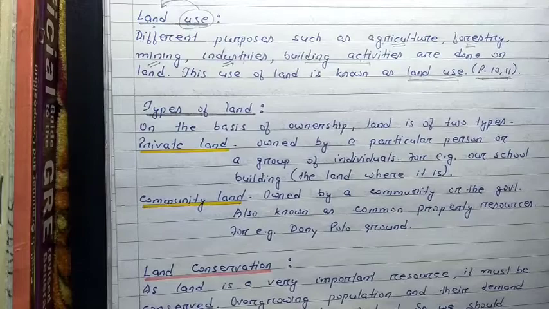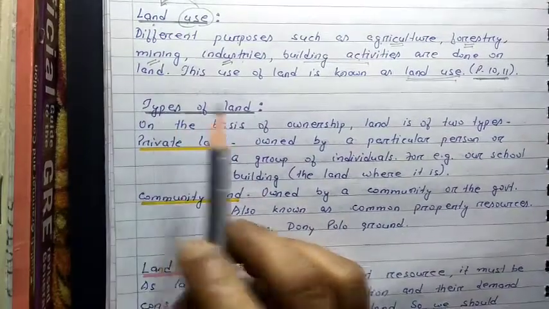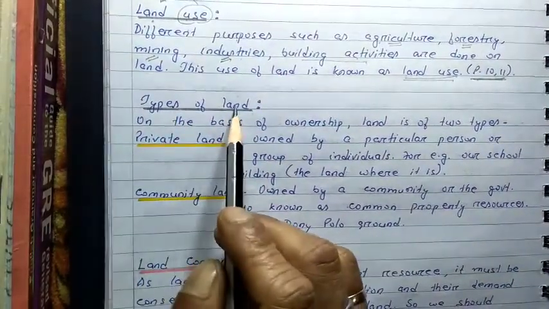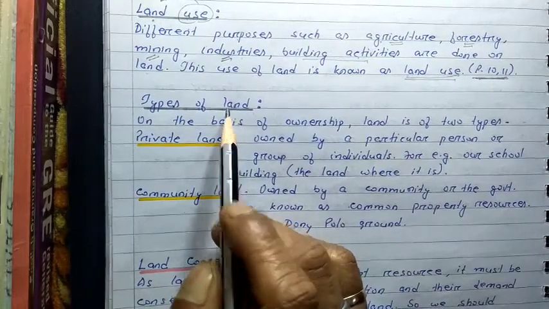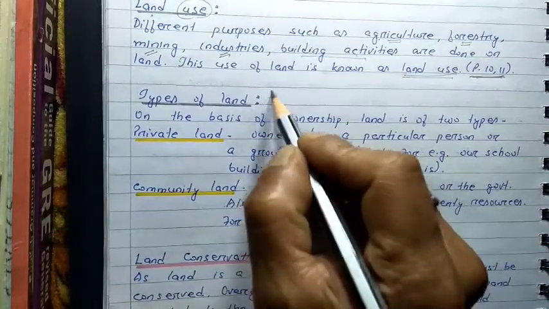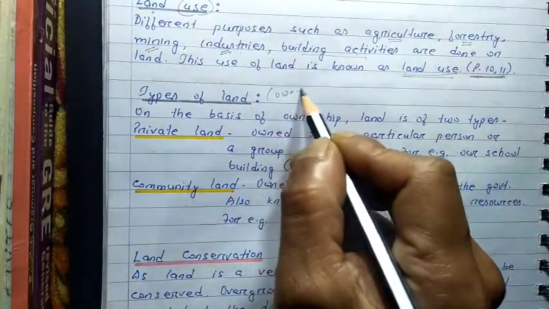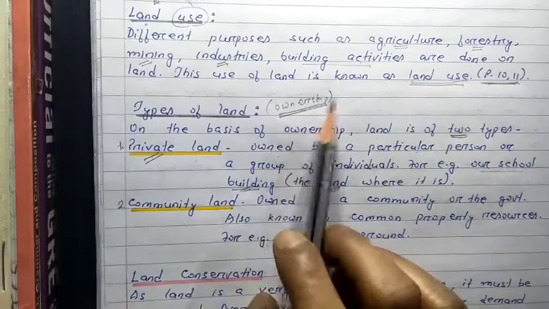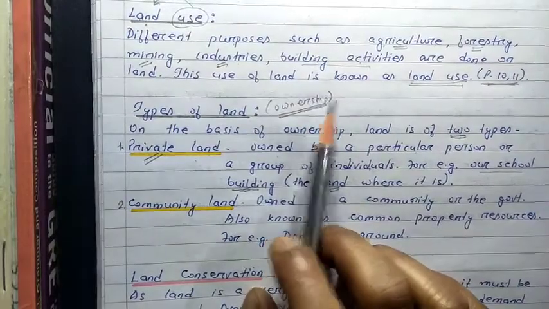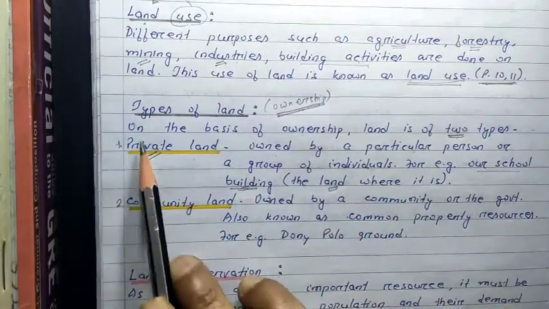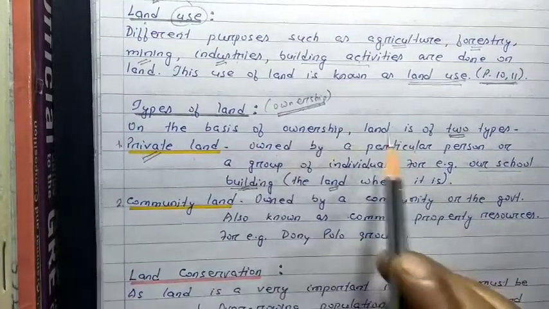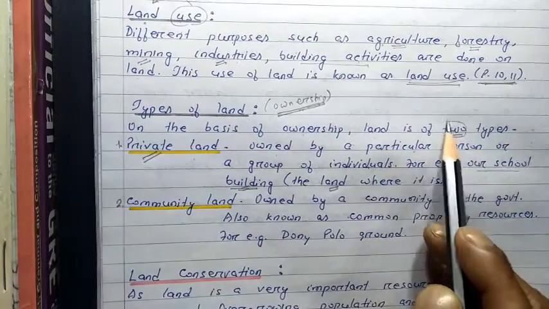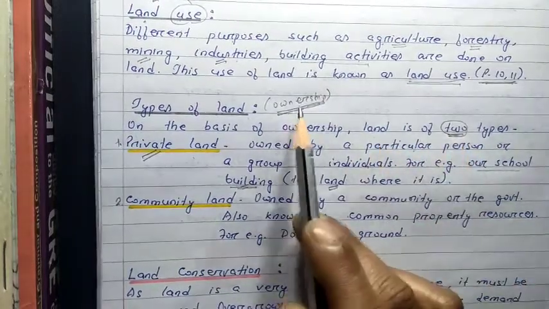Well, the next topic that we are going to discuss is type of land. Here type of land does not mean the quality of land. Here we are going to discuss type of land on the basis of ownership. What is the meaning of ownership? Ownership means it belongs to whom. So we can say on the basis of ownership, land is of 2 types. You can classify land into 2 types on the basis of ownership.